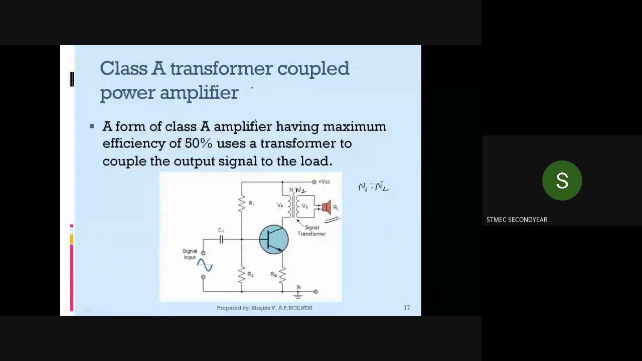Okay. Now let us see the explanation for this circuit. This transformer coupled class A power amplifier is also called a single-ended power amplifier. Since we are using a single transistor here, we call it a single-ended power amplifier. That is the other name for the transformer coupled power amplifier.